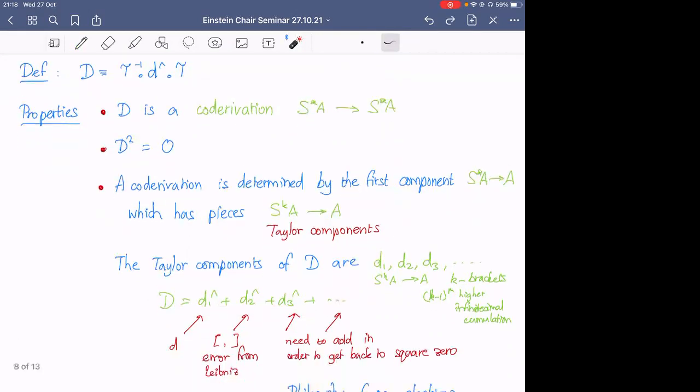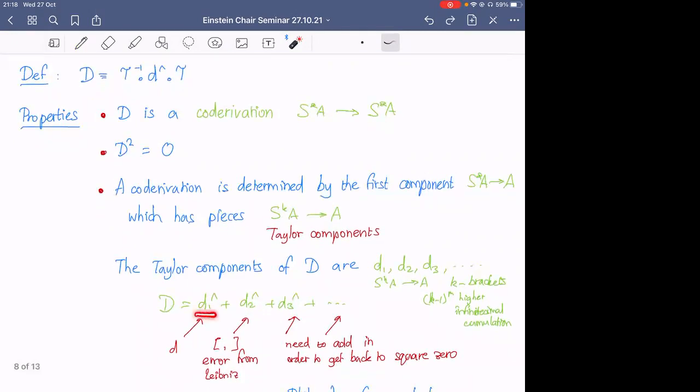So, sorry, you can think of this. D1 hat, well, D1 was D, so this is just D. D2 hat, well, that came from the bracket, the commutator of D and M. It was an error in Leibniz. Whenever you have an A and a B, you have the error of D of the product AB from being essentially dA wedge B plus, with a sign, A wedge dB. And then, well, of course, this squared is 0.